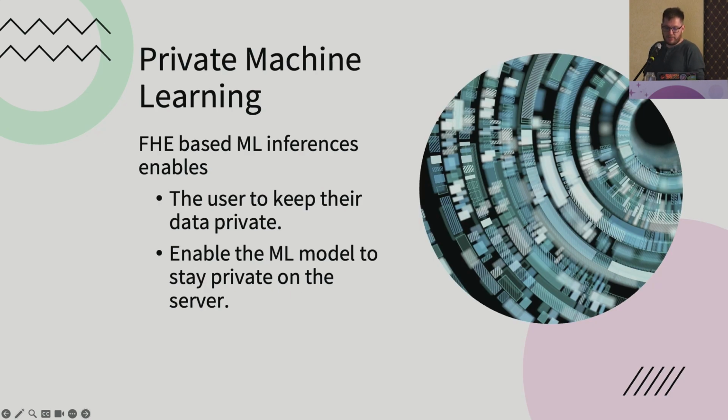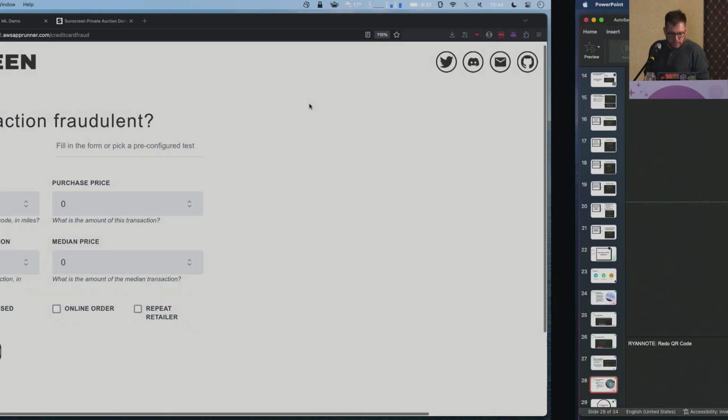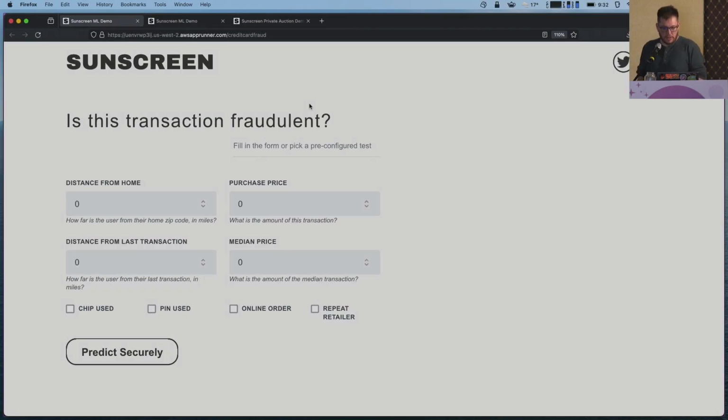We also have private machine learning as an example. So we can do FHE-based ML inference that allows users to keep their data private and to keep the ML model also staying on the server. So the user doesn't necessarily need to download that ML model. So let's see. For this example, we have a few different cases. Here, this is a demo that runs on a server in AWS.